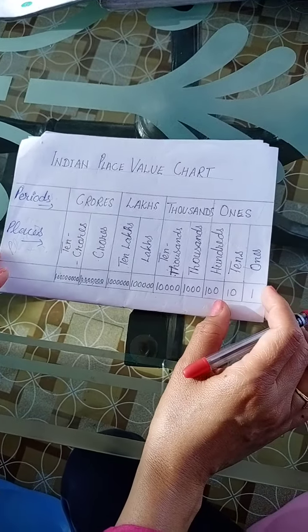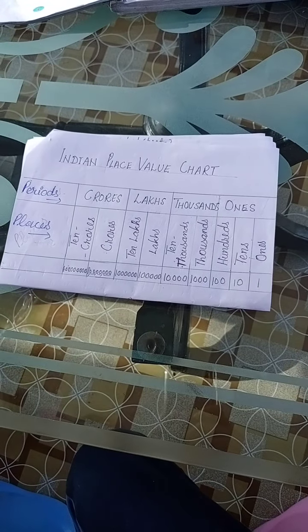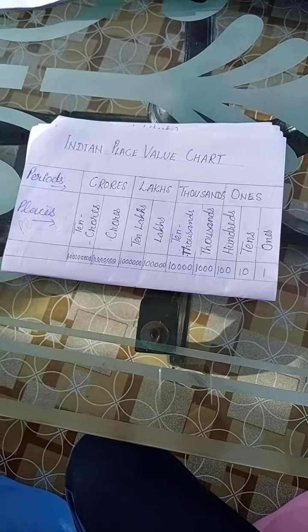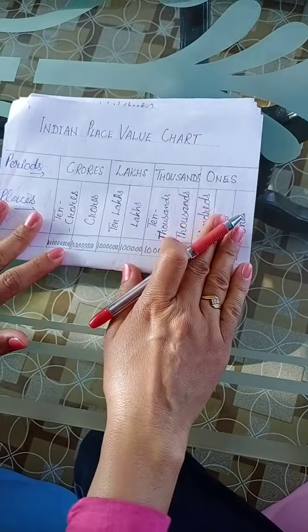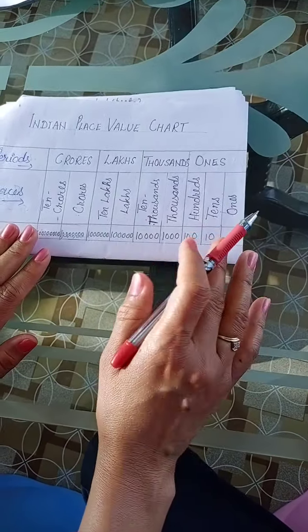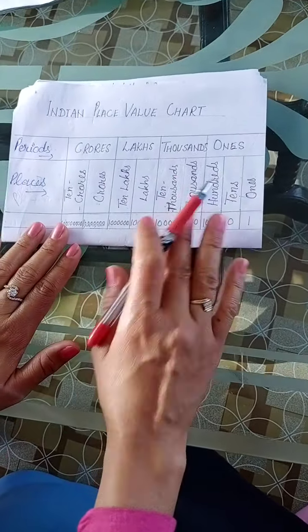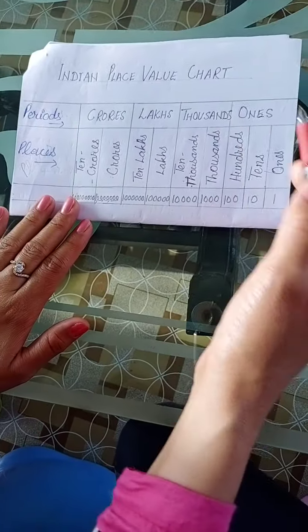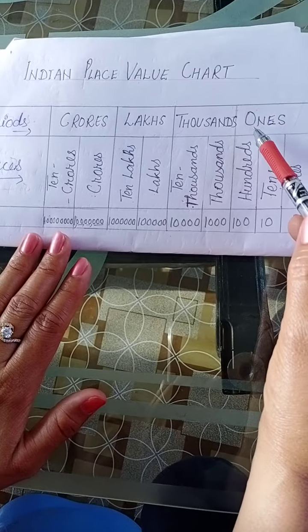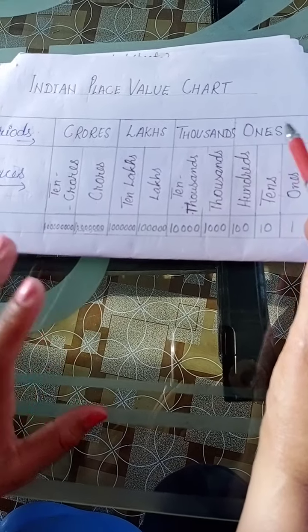Good morning, students. Let us first revise the Indian place value chart. Okay, the Indian place value chart for a 9-digit number. We did this chart in our previous period. Let us revise this chart. Okay, this is our Indian place value chart.